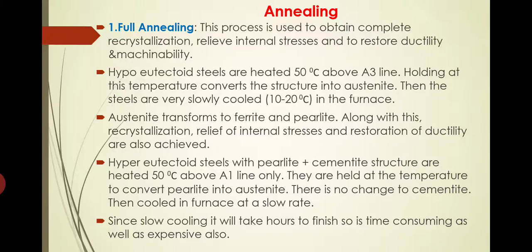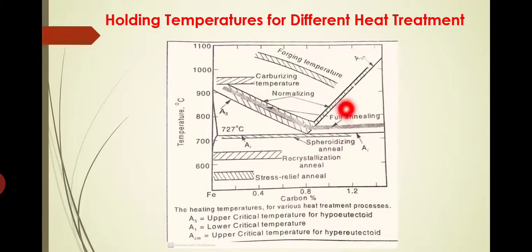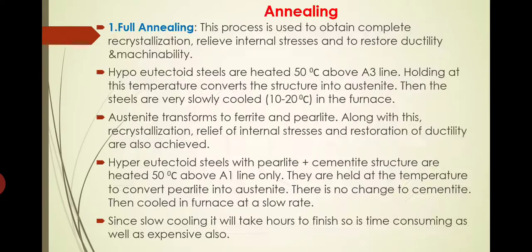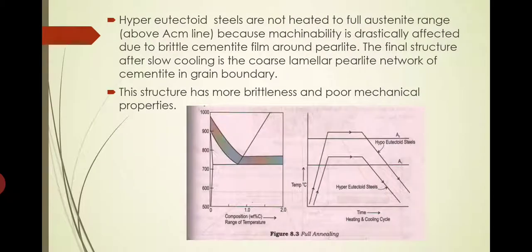See, during this heating process, since it is not crossing the upper critical temperature, cementite is not converted into austenite. Only the pearlite present in the composition will be converted into austenite. So cementite will remain as such. That is the difference between annealing for hypoeutectoid as well as hypereutectoid steels. There is no change to cementite, then it is cooled in the furnace at a slow rate. The same cooling is done in both cases, furnace cooling. Since it is slow cooling, it will take hours to finish, so it is time consuming as well as expensive.